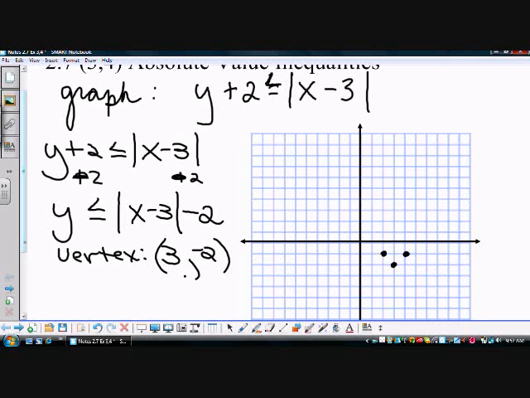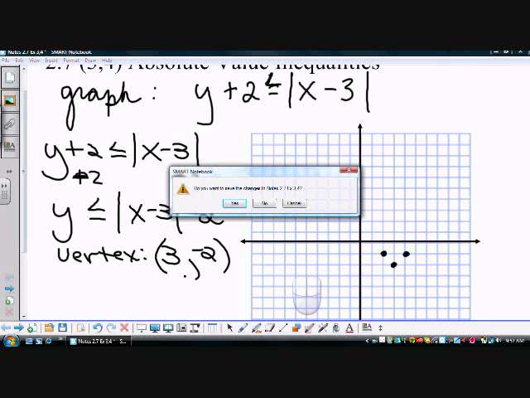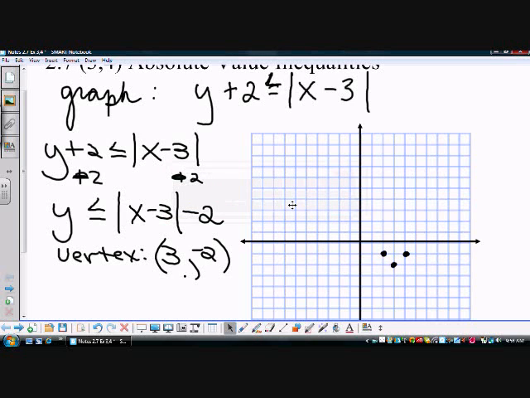Let's see if I can get one here. This was doing this to me earlier too. Okay. Well, then I'll just make my solid line myself. Okay. Now I got to shade.